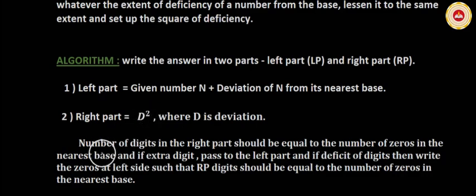Now, important note: the number of digits in the right part should be equal to the number of zeros in the nearest base. If there are extra digits, then pass those extra digits to the left part. And if there is a deficit of digits, then write zeros at the left side such that the right part digits are equal to the number of zeros in the nearest base. This is a very important note.